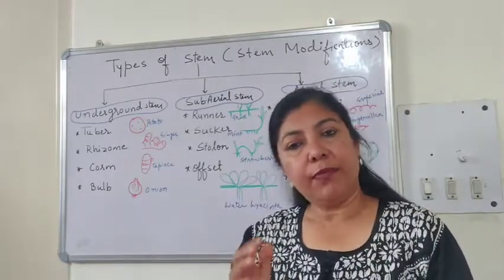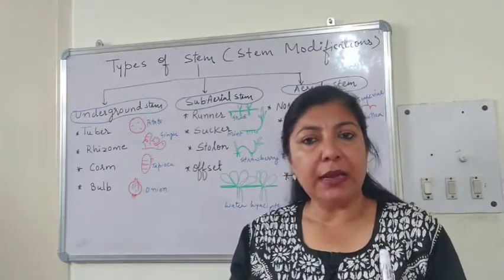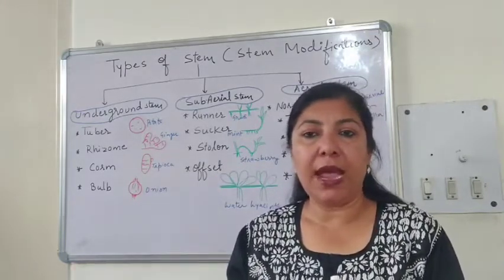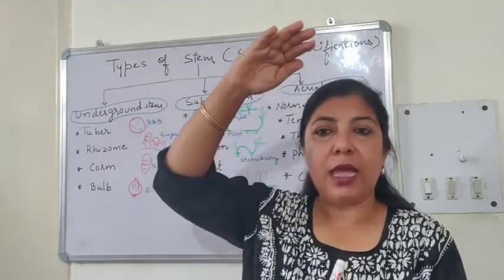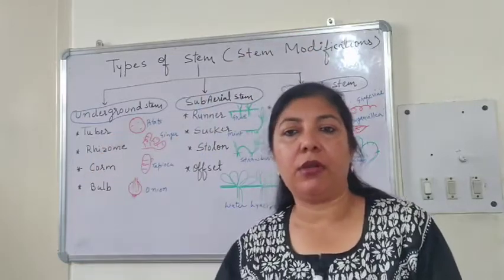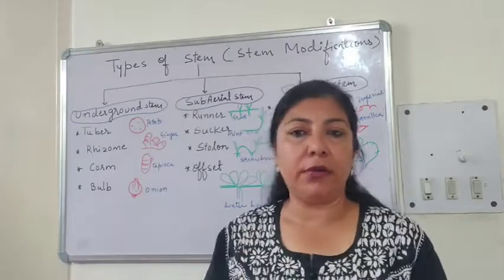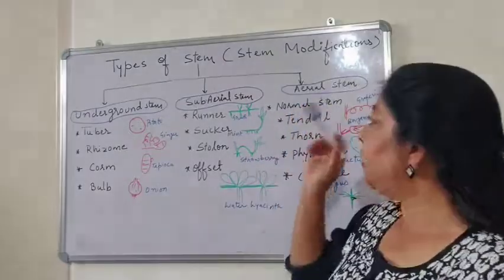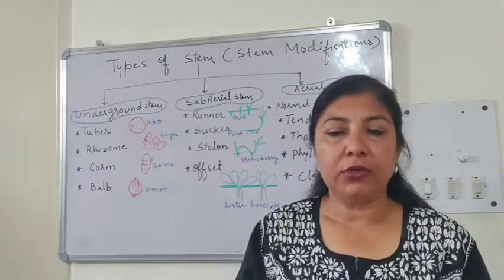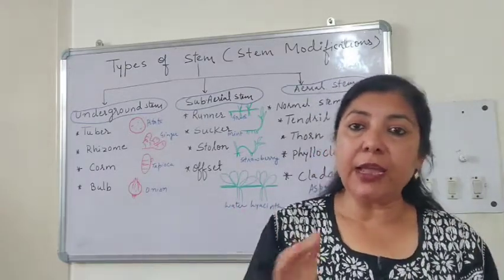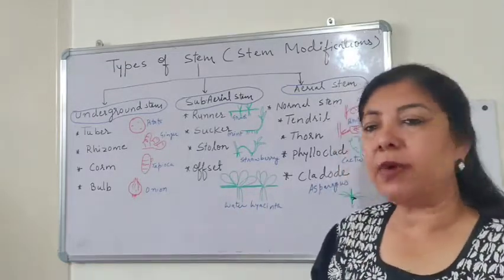Subaerial stems means they are aerial, but at some point of time they touch the ground. Either they are under the ground and then they come up, or they are up and then they touch the ground. So they have a connection with the ground at regular intervals. And these are the aerial stems, which are always above the soil. So these are three types of stem modifications. We will study their details one by one.